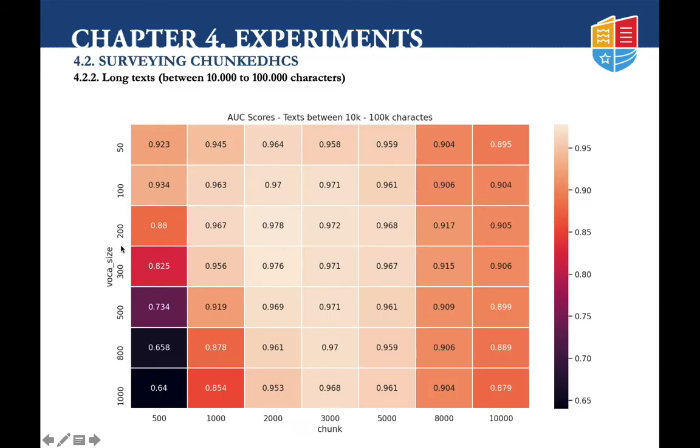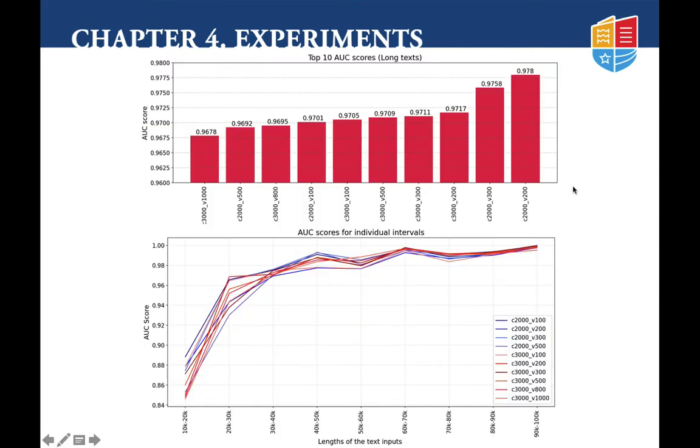Similarly for the long text, the choices of vocabulary size and chunk size, and the heat map again of the AUC score for the long text. The brighter the color, the higher the score. I picked the top 10 AUC scores with the specific combinations of chunk size C and vocabulary size V, ranging from top 1 to top 10. And I took all the results from all the combinations to examine the intervals below. They all increase the AUC score when the text gets longer.